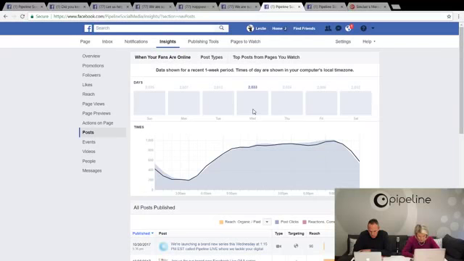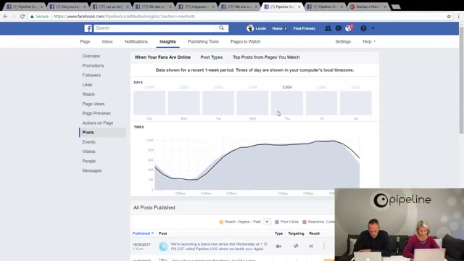So I would post around 9 a.m., just because it starts to show people getting online. And then I would post at 6 or 7 p.m. on a Wednesday, because you'll see that it rises up until about 9 p.m. and then it starts to fall off.